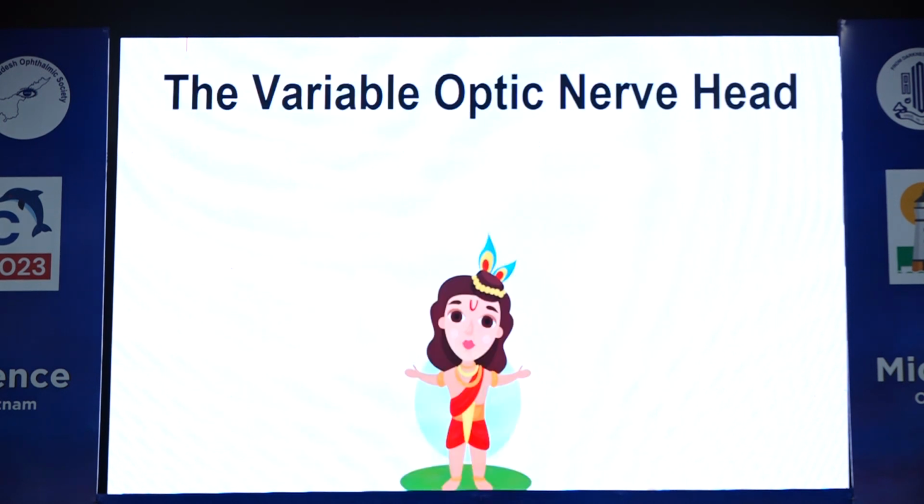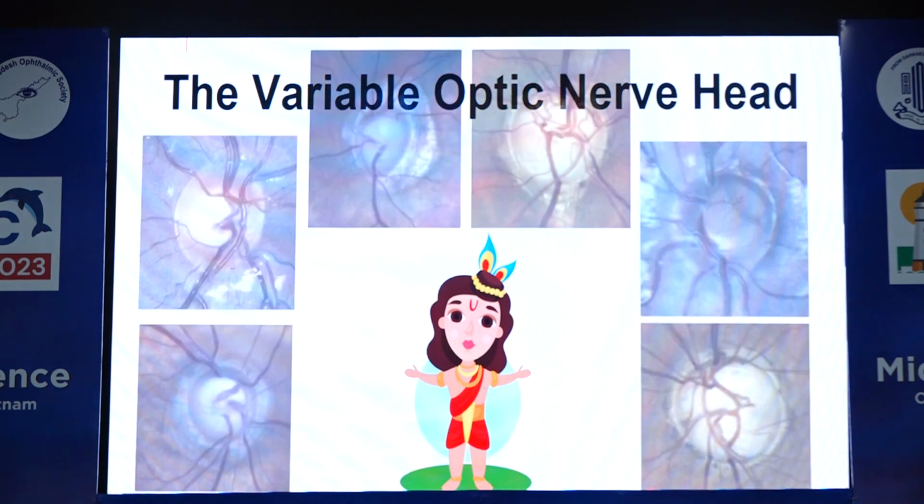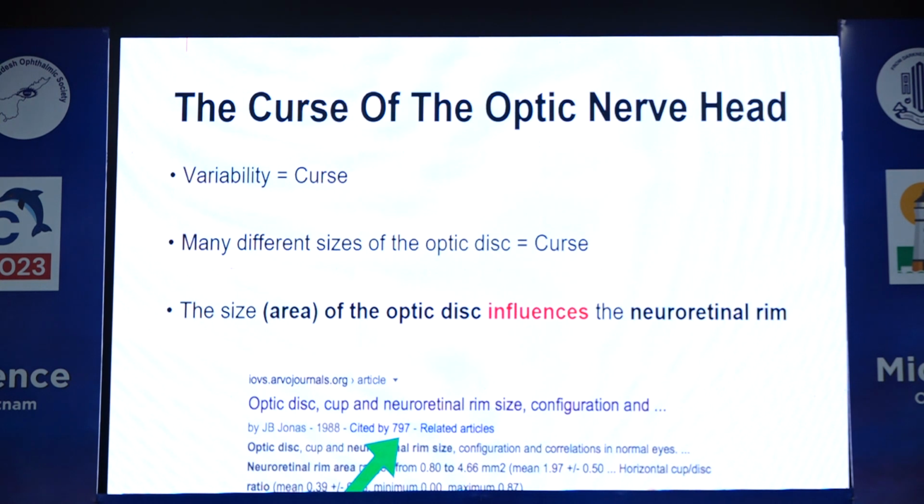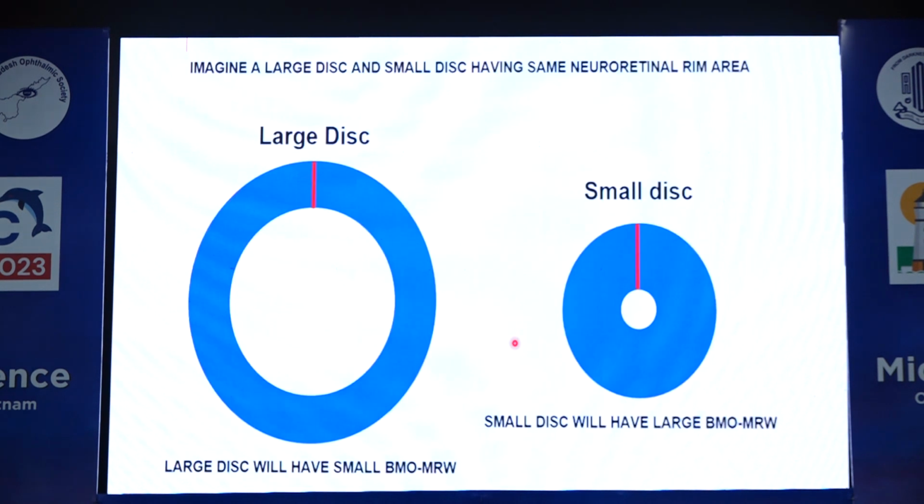Innately, every one of us, just like our fingerprint, ends up having different optic discs. That, my dear friends, is the challenge in glaucoma diagnostics, because we may not have the same disc. Each one of us may have a different disc, and God has made us that way. So that is where the curse also lies, because of the variability. Many disc sizes is a curse, because the size or the area of the optic disc will influence the neuroretinal rim. So that is where the game-changing BMO MRW comes in, because see this example, a very practical one.